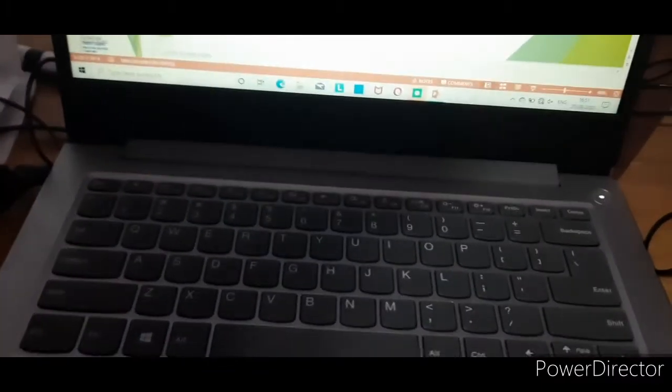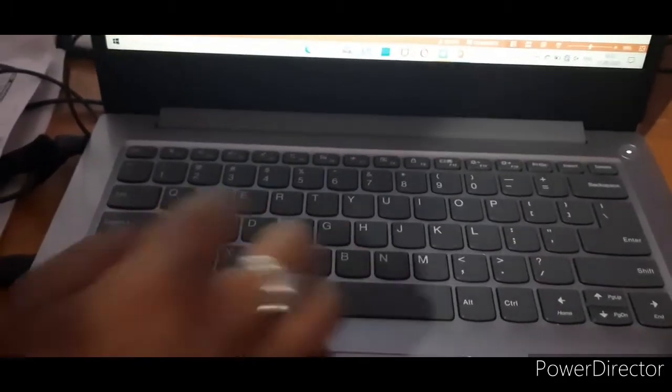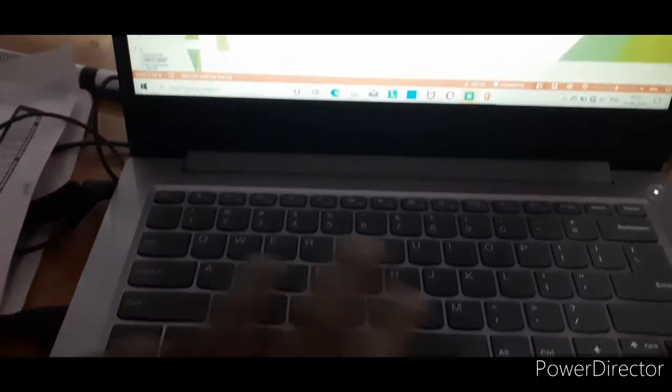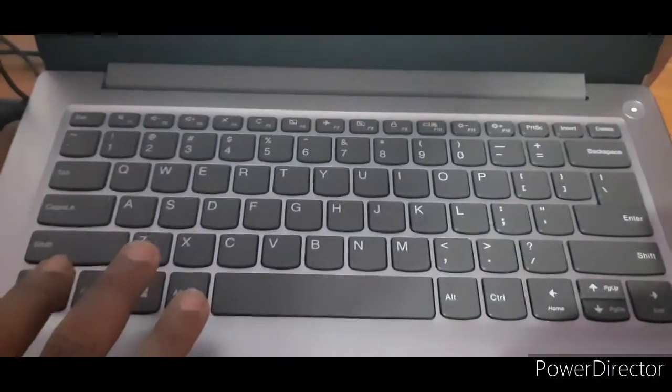And the special keys, which are the special keys? They are the function keys, like this one, the control key, shift key, caps lock key, enter key, and backspace key. These are all called special keys.